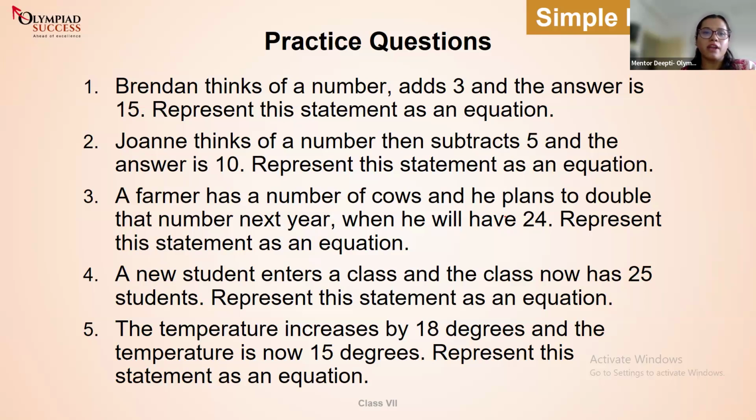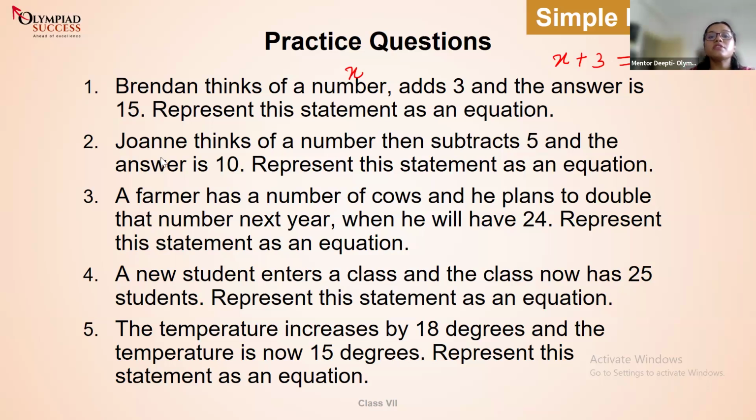Question number 1, start writing your answer. Brendan thinks of a number, adds 3, and the answer is 15. If the number is x, adds 3, it means x plus 3. And the answer is 15, so the answer is means equals 15. So this is the equation for the first one. Good, Manan.